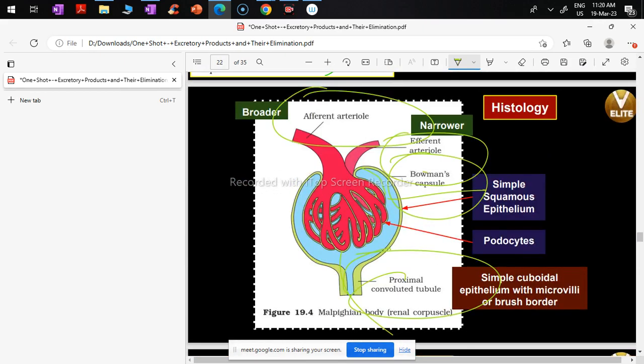In this diagram, one labeling has been shown: simple squamous epithelium. Simple squamous epithelium is present in the Bowman's capsule. Label this in your diagram, it is not given in NCERT. And label podocytes also. We will discuss this in the next paragraphs.